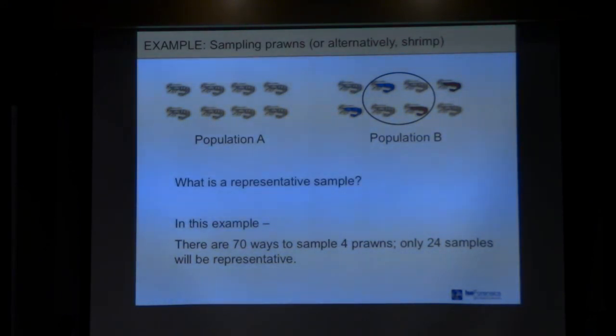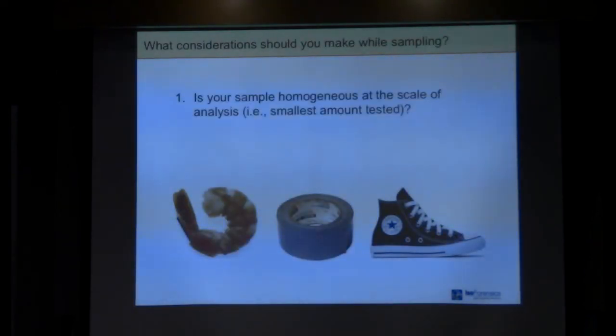So thinking about sampling and how we do it is really important in food, and I'm talking about food here, but of course in any of these applications. So, some considerations when you're thinking about sampling. Is your sample homogeneous to the smallest size that you're going to analyze, right?